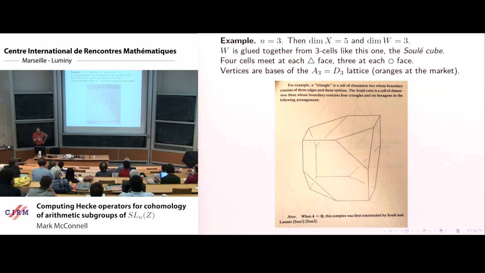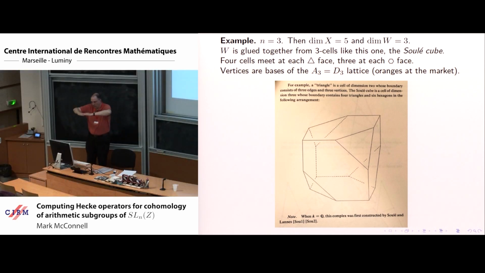The vertices, like I say, are perfect forms. In dimension 3, there's only one perfect form, which is A3, the A3 lattice, which is also the D3 lattice, which is how the oranges lie at the supermarket, if you're very careful to get the planes all arranged in a lattice order.